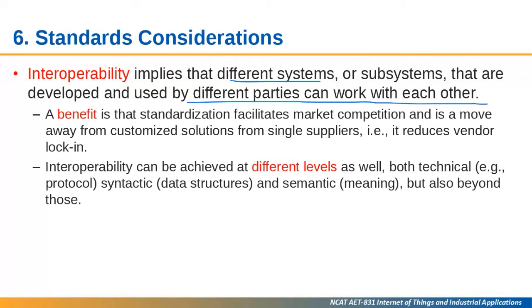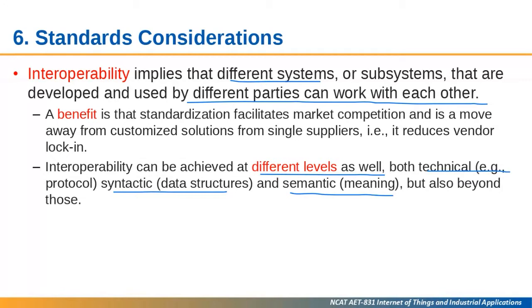For example, in an IoT solution, we may have devices and sensors from different manufacturers and providers. And we may be using different databases from different providers for some reasons. So we want to reach a functional solution, and we need the interoperability of all these items so that they can work together. A benefit is that standardization is a move away from customized solutions from a single supplier. Basically, interoperability can be achieved at different levels as well, syntactic and semantic.